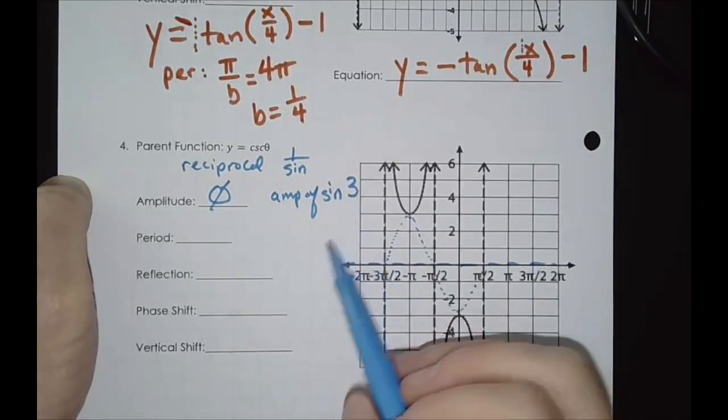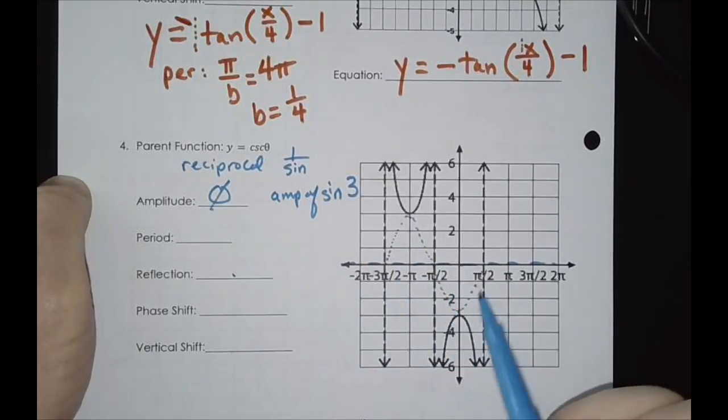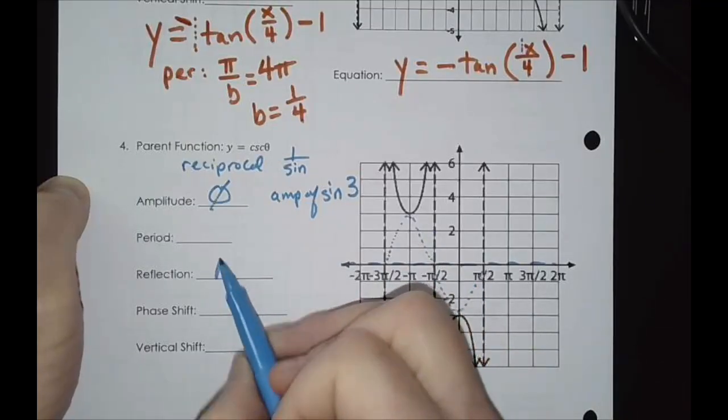Will that 3 be positive or negative? You look at the sine wave to tell. Positive. It'll be positive, so there is no reflection.